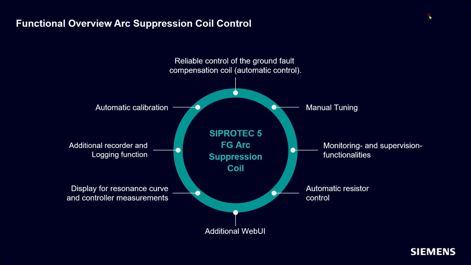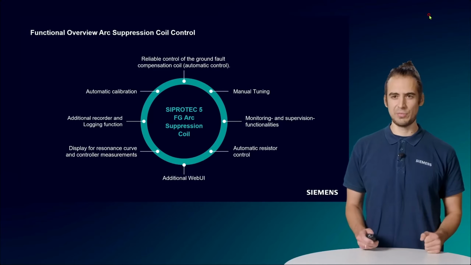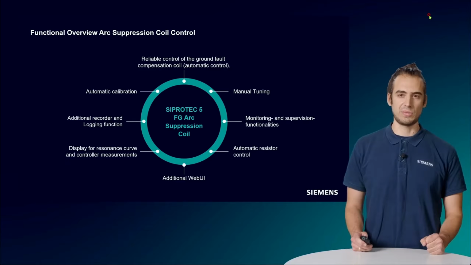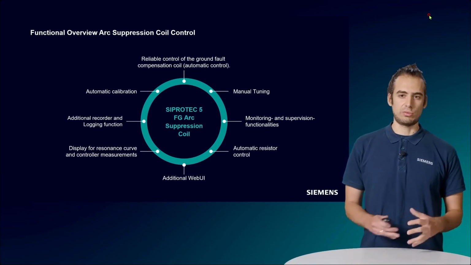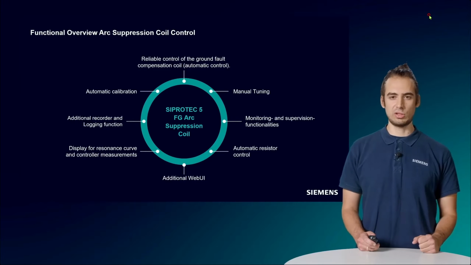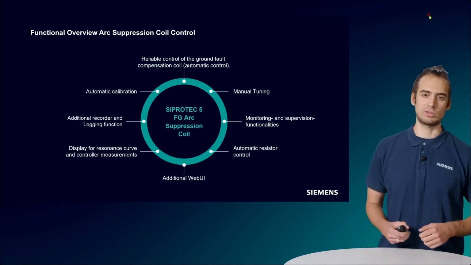Together with the arc suppression coil control function, we can use different recorder and log functions. For the recorder, we can use the slow scan recorder to record a shorter period of time more in detail, or we can use the continuous recorder to record a longer time. And we have all the different logging functions available, which are in SIPROTEC, like user-defined logs or operational log. But in the future, we will also have an additional log, especially for the control functions.